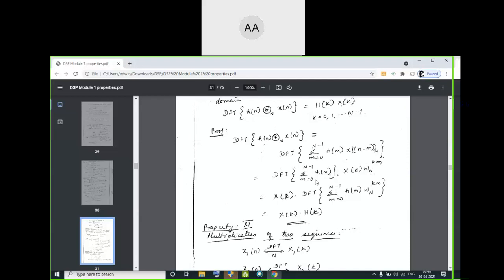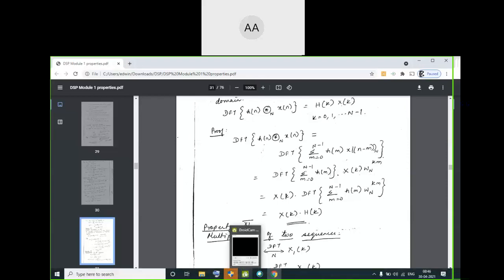convolution in time domain is equal to multiplication in the frequency domain. So now I will show you how we can do this convolution for a 4-point DFT. I'll just show you how we can do it.